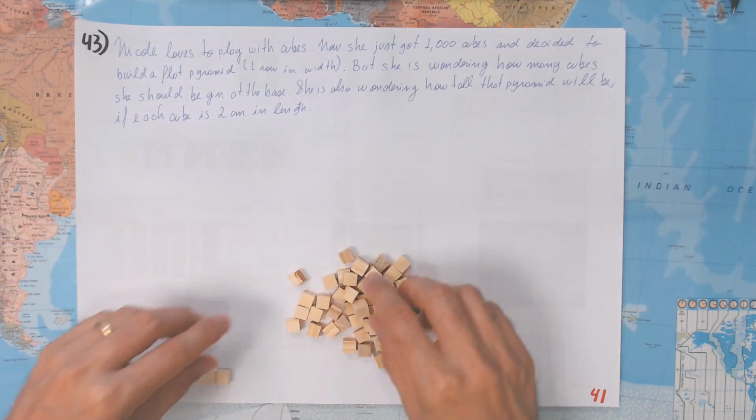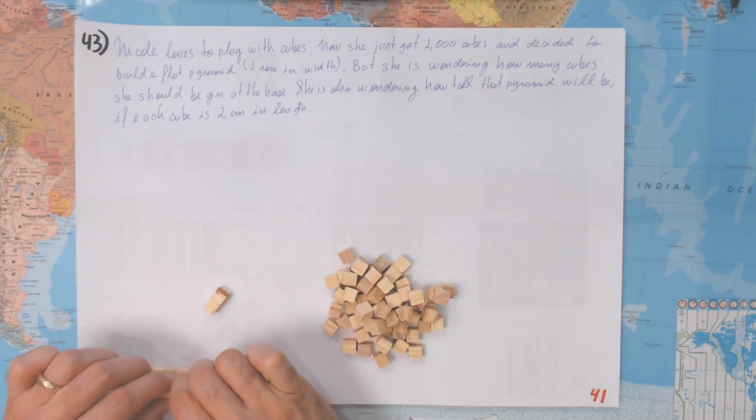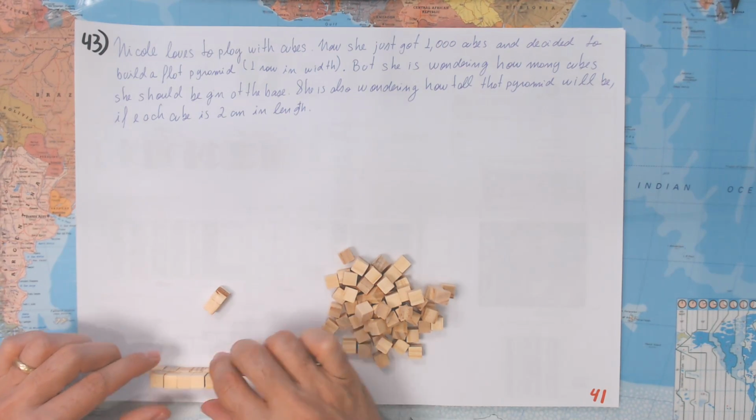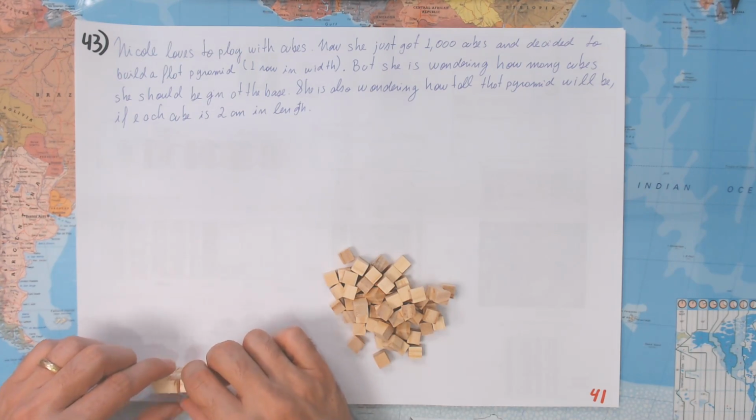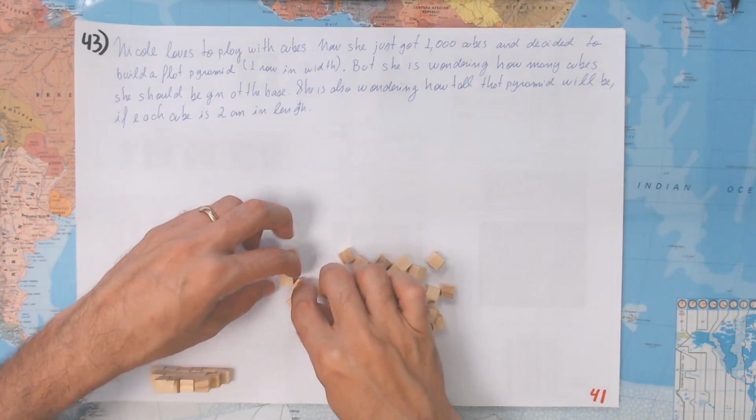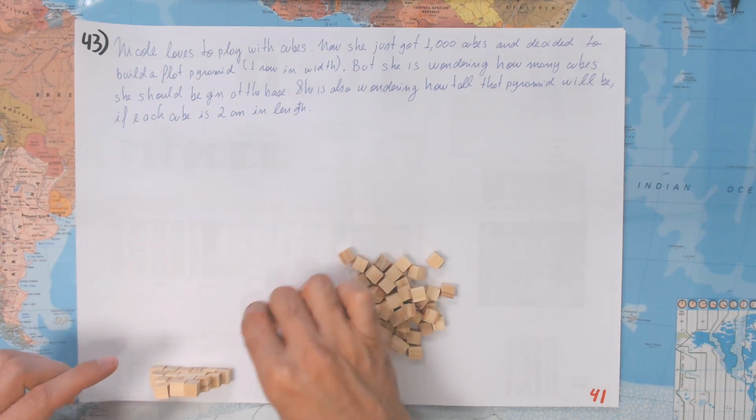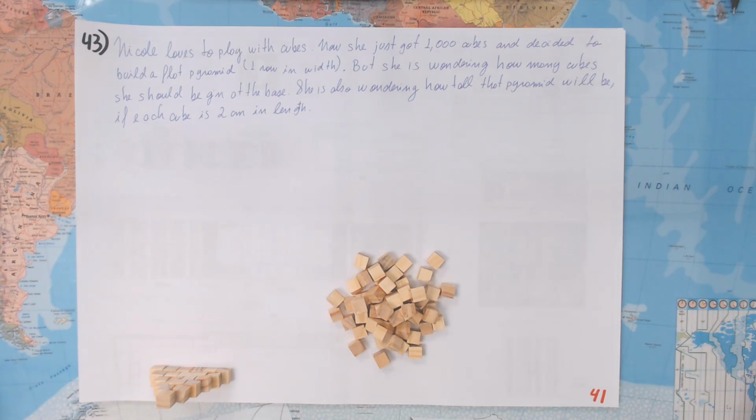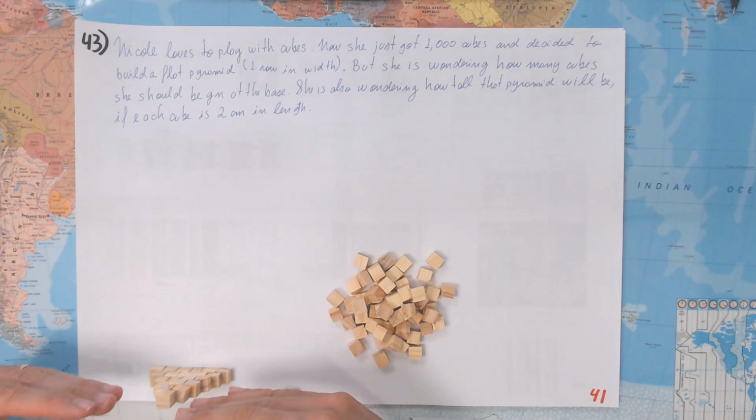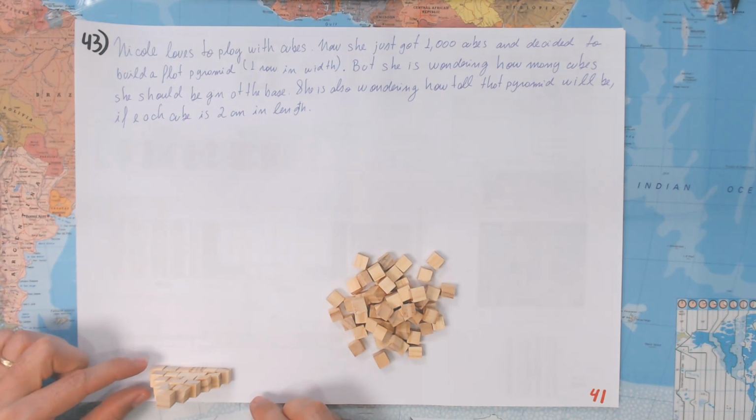In here we have 6. Now we're going to have 5. Now we're going to have 4. Then 3. Then 2. Then 1. Okay? You can see from here, okay? This is a flat pyramid, okay? Flat like this, because it is just one cube in width, okay?